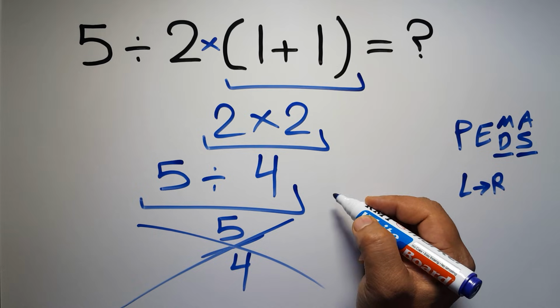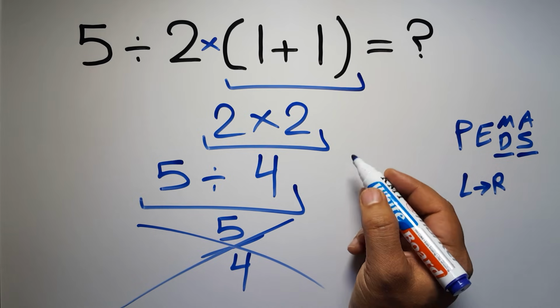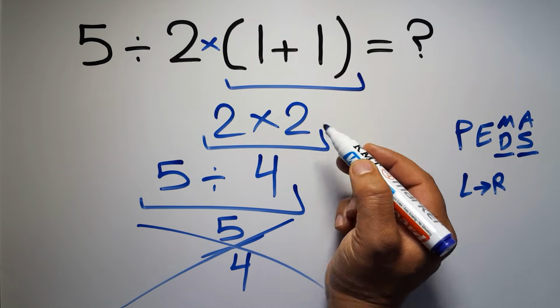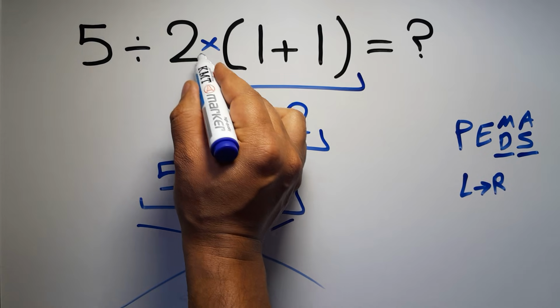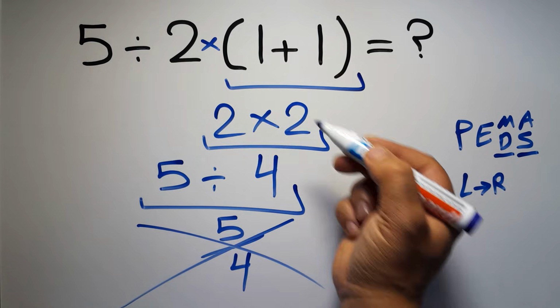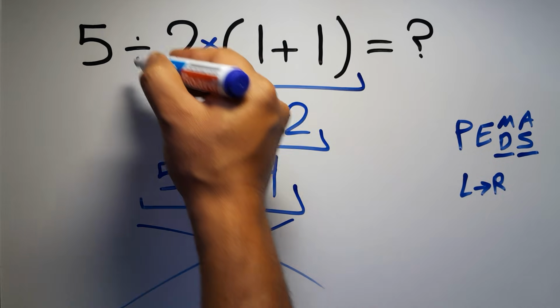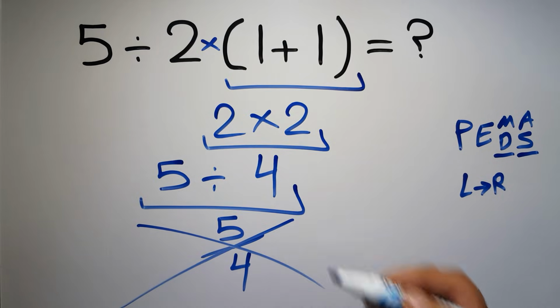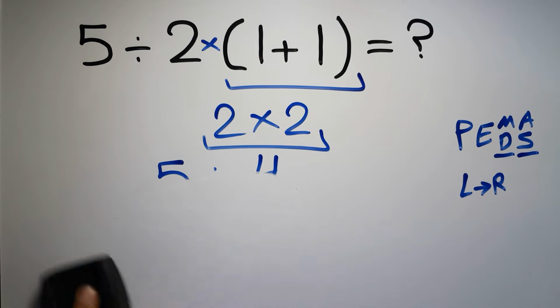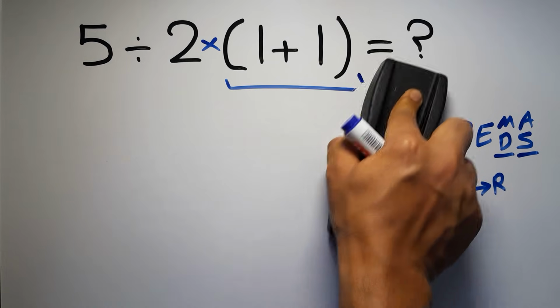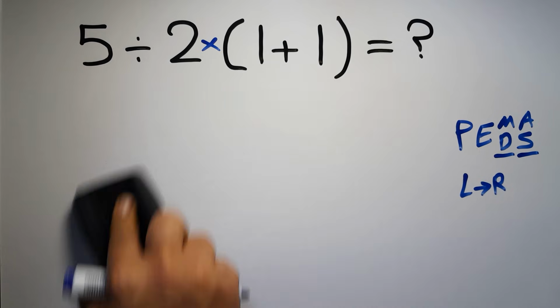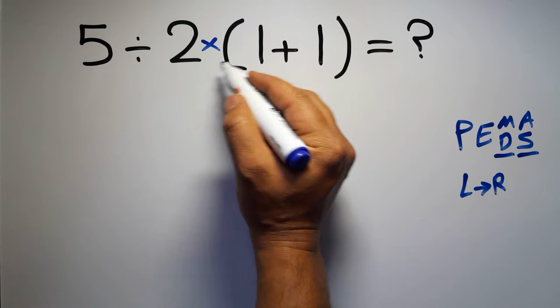Okay, so according to the PEMDAS, first we have to do this parenthesis, then this division, and finally this multiplication. If we do this multiplication before this division, it is wrong. So first we have to do this parenthesis.